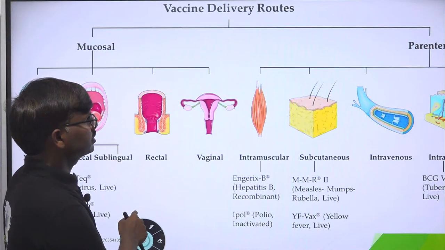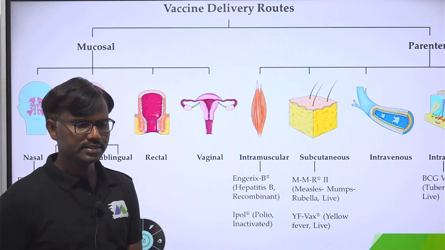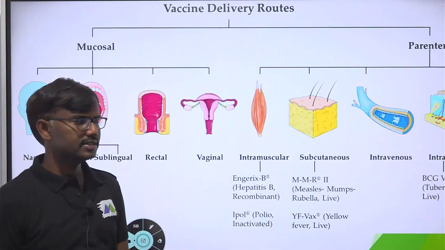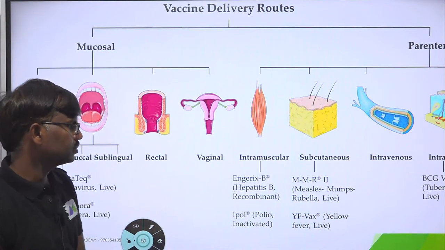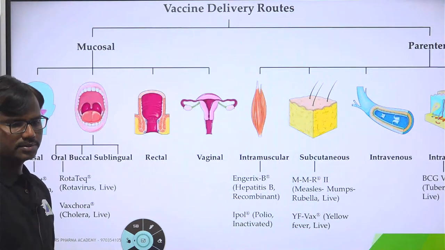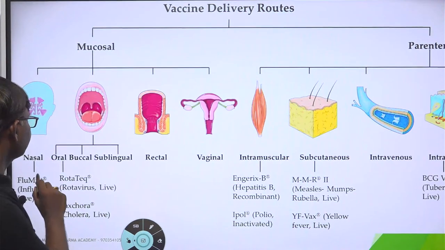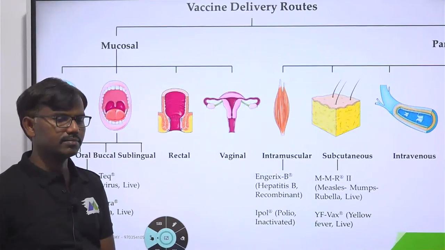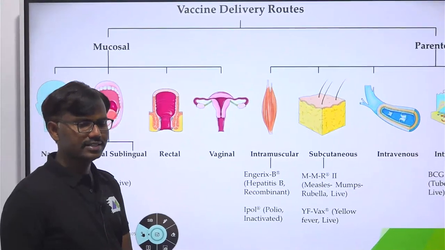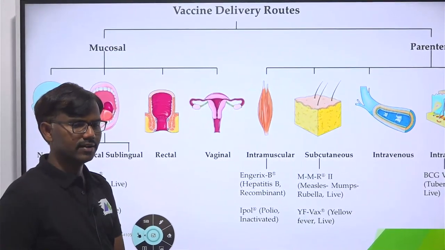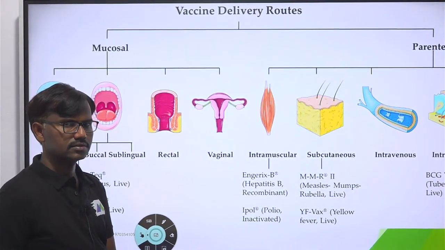Okay, as we discussed, there are other routes. BCG vaccination routes are very, very important. There are different types of routes. There is nasal. Recently Bharat Biotech discovered, manufactured and released the nasal vaccine.